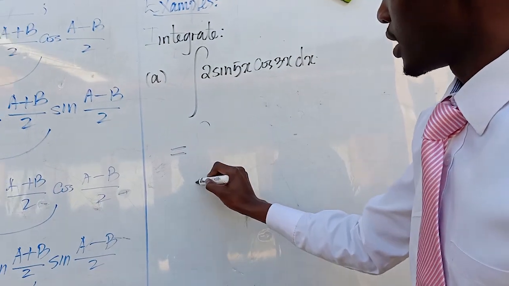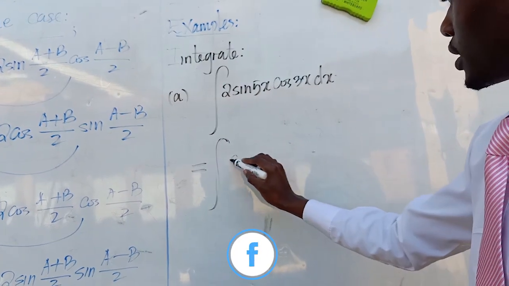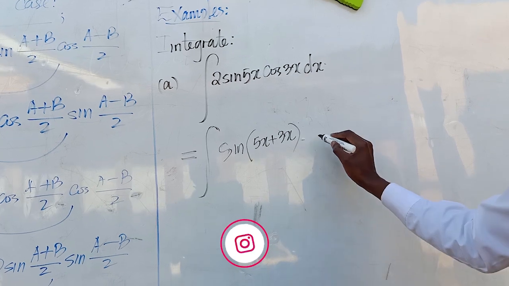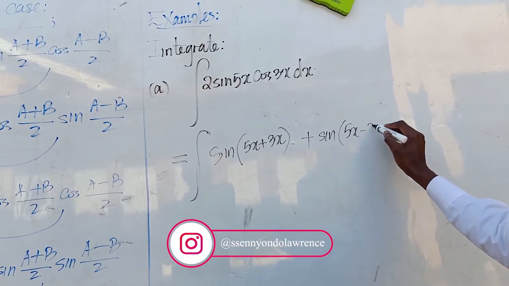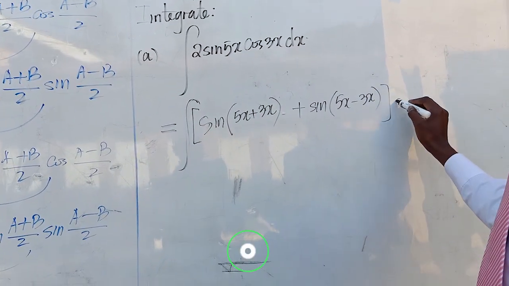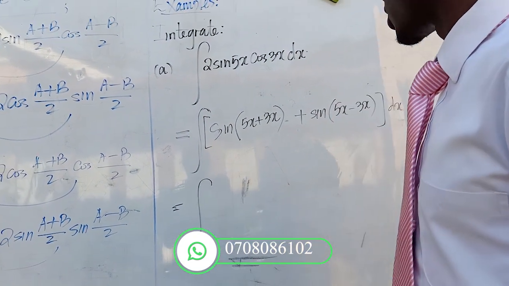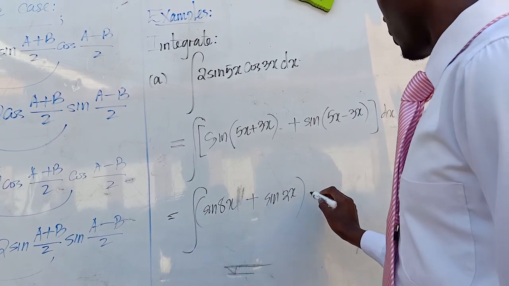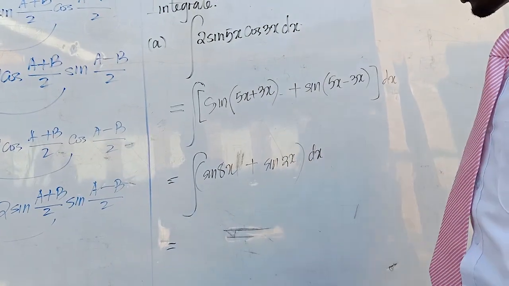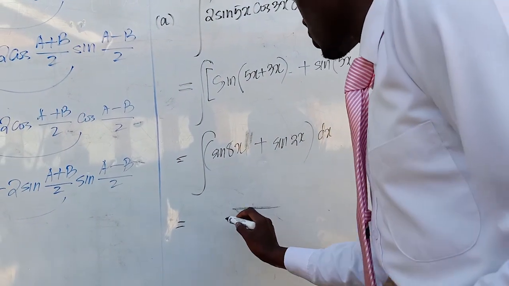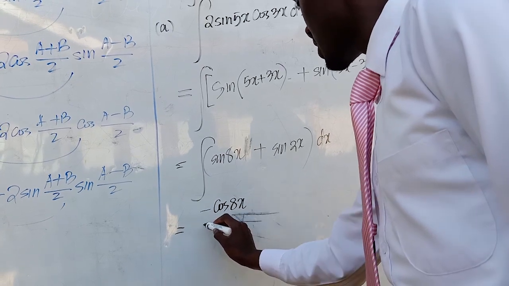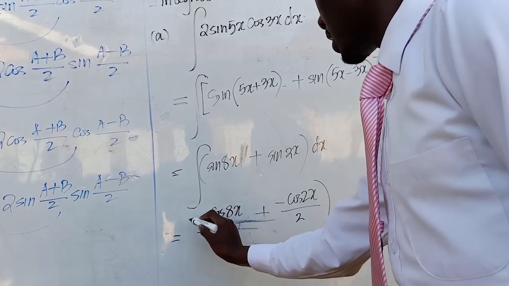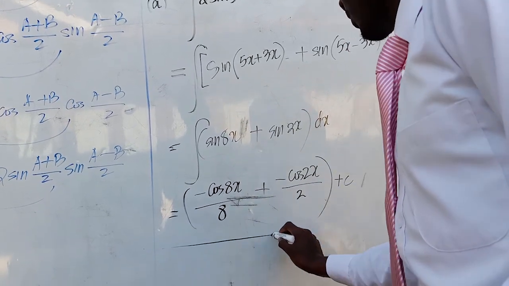So this is the same as the integral of sine of 5x plus 3x plus sine of 5x minus 3x as the resultant case where the two were obtained from. This gives us sine 8x plus sine 2x and all of it with respect to dx. Remember, in the beginning I demonstrated what we get when we integrate a sine. The integral of sine gives us a negative cos of that angle divided by the multiple of the angle plus a negative cos of 2x divided by 2, and that gives us the answer as that.